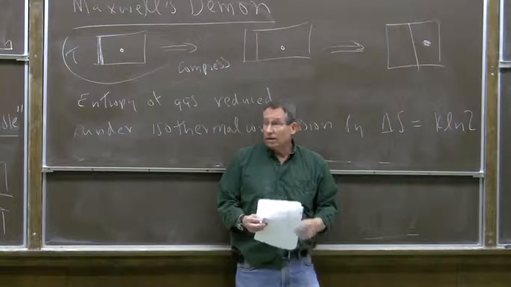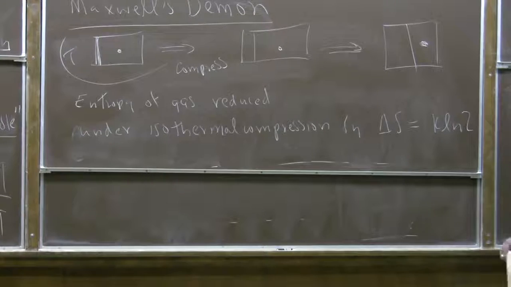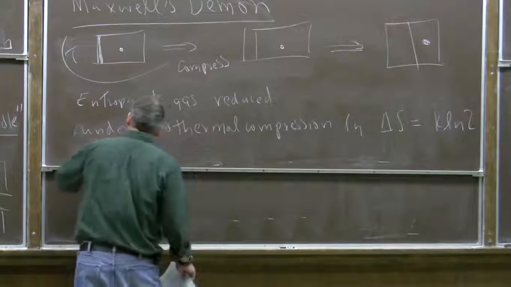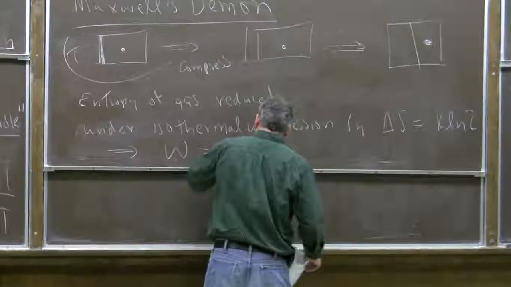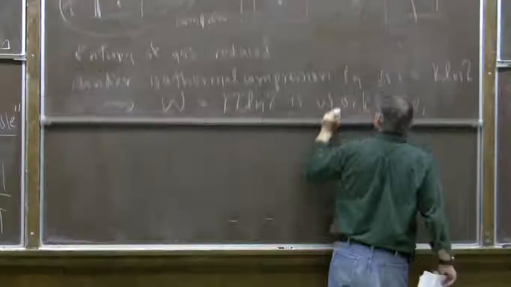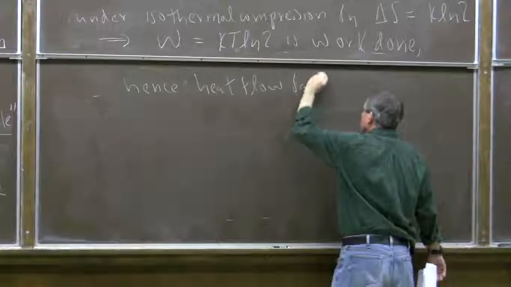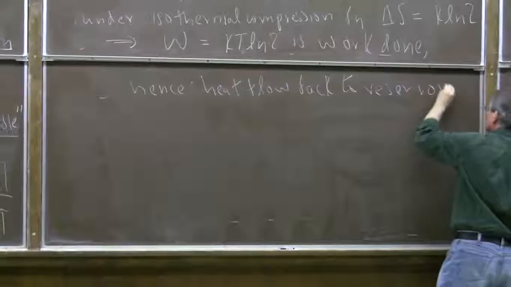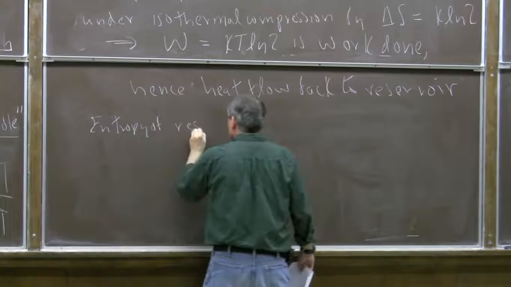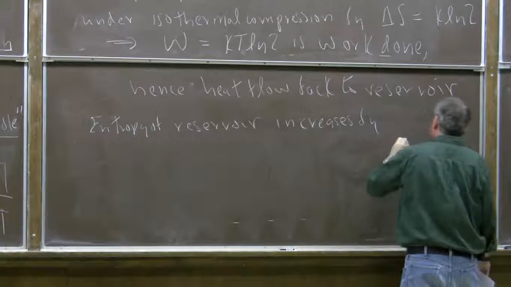So, where does that entropy go? Well, it goes back to the reservoir, right? Because I'm compressing, I'm doing work on the gas, but it stays at temperature T op. So there's going to be heat flow from the gas back to the reservoir. So W equals kT log 2 is the work done. Hence, heat flows back to the reservoir. So the entropy of the reservoir increases by k log 2.